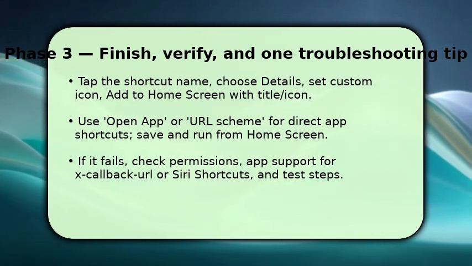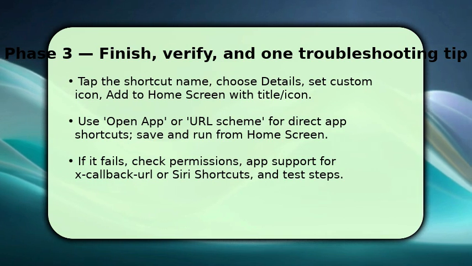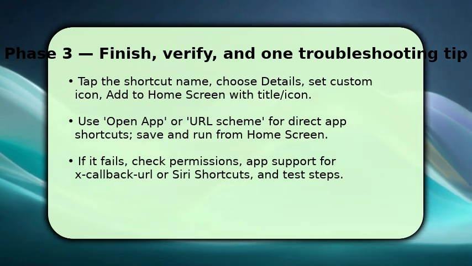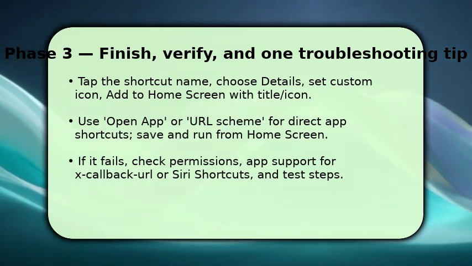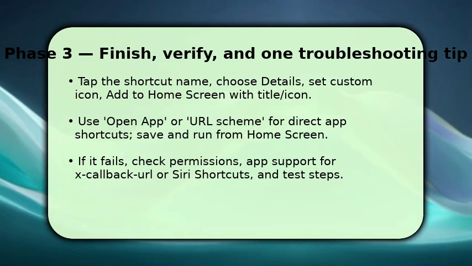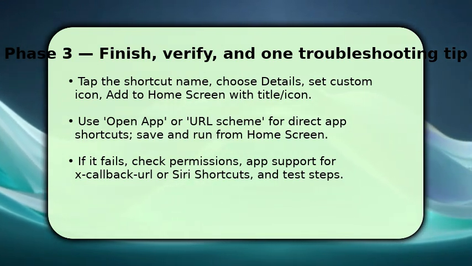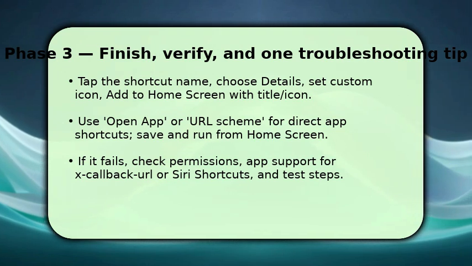If something goes wrong, first check permissions, then verify the app supports the action or x-callback-url, and replay each step to isolate failures, making one small change. Then retesting usually exposes the issue quickly.